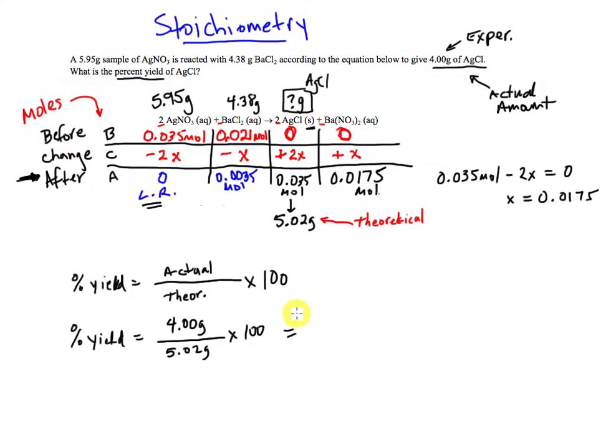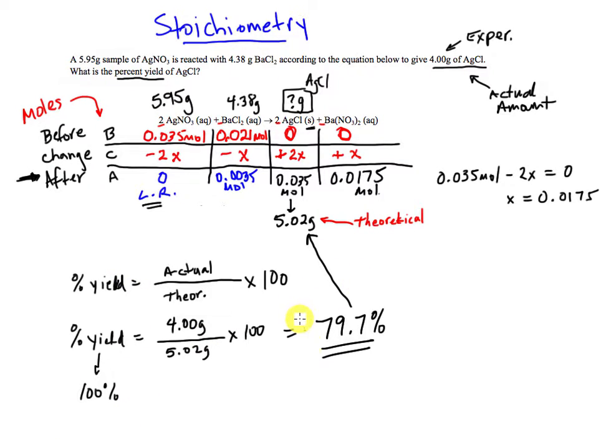So 4 divided by 5.02, multiply that by 100. And what we find is that we only have a 79.7% yield. What that means is that I only got 79.7% of that number. It's not a good lab. Percent yield is the opposite of percent error. Percent error measures how close you are to zero. With percent yield, you're trying to shoot for 100%. Percent error, you want 0. Percent yield, you'd like 100%.